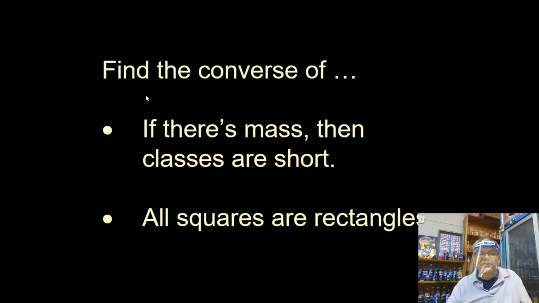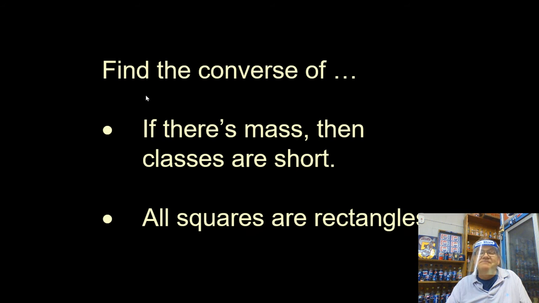So here's another couple of things. Find the converse of, if there's mass, then classes are short. What would be the converse of that? Eli, what do you think on that one? Classes are short. And that's exactly right. If classes are short, then there's mass. That's exactly what it would end up being.